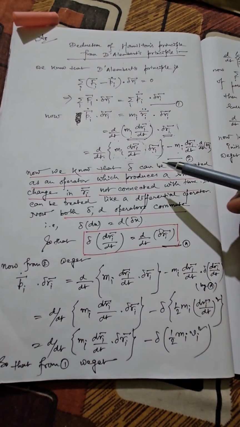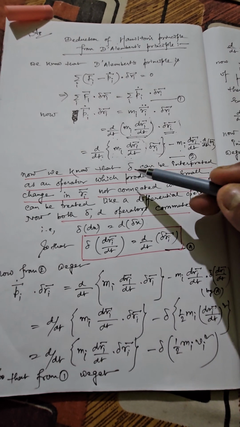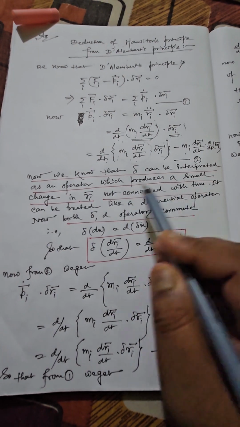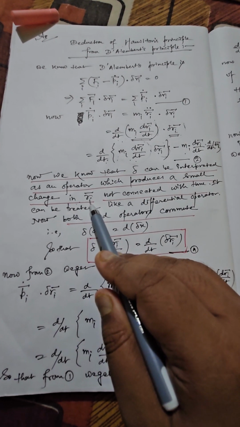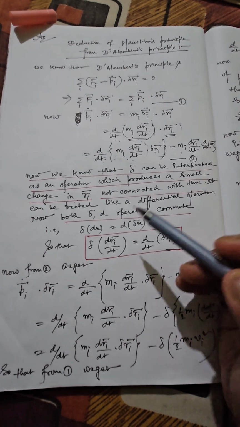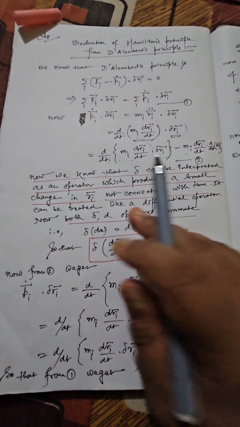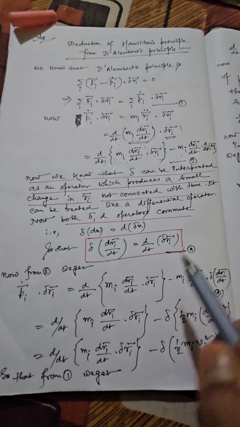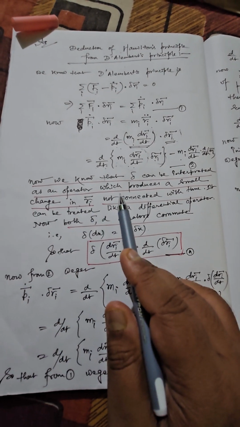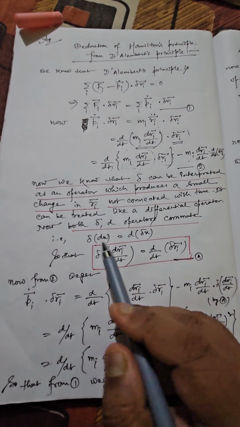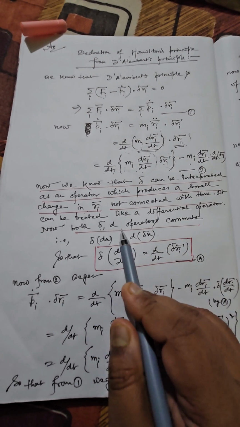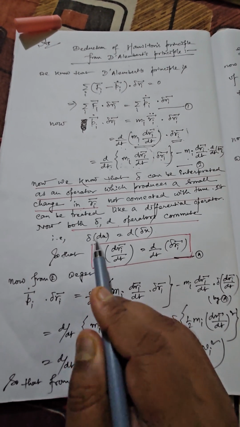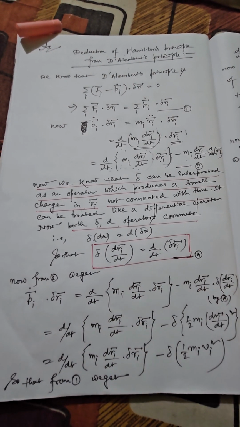So how to modify this expression? Now we know this operator del, obviously the variational operator, can be considered as a certain operator which can provide a small change in terms of ri. Obviously ri stands for displacement, which is not connected with time at all. I have written everything and all the important points have been highlighted. We can consider this entire expression just like a differential operator. Also we know that the del operator, that is the variational operator, and the d operator can commute among themselves, so that we have the property that del of dx should be equal to d of del x.